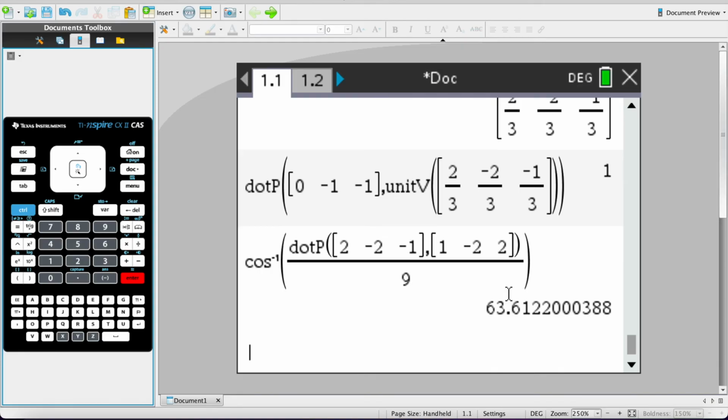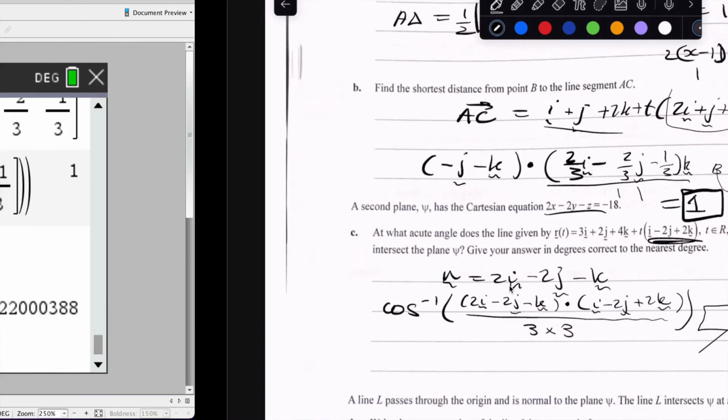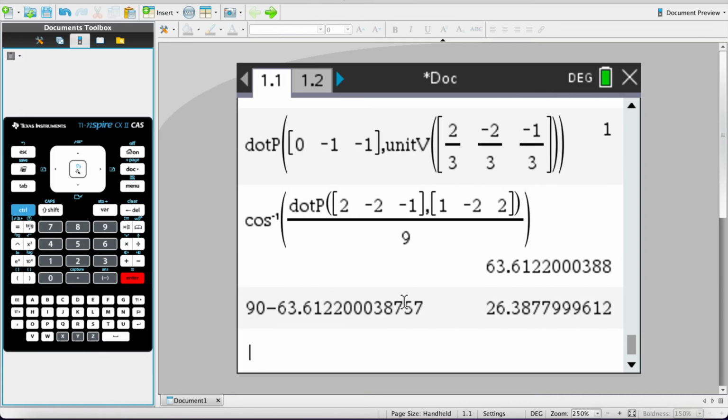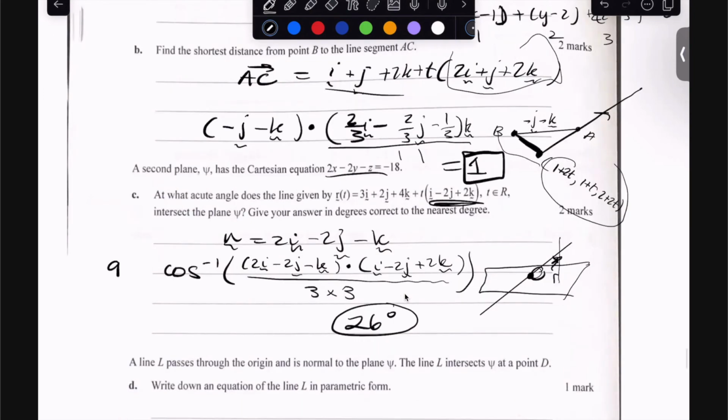But remember, that is this angle here. So you need to subtract that from 90 to get this angle. So 90 minus this is 26 point something, to the nearest degree, 26 degrees. So just write 90 minus there.